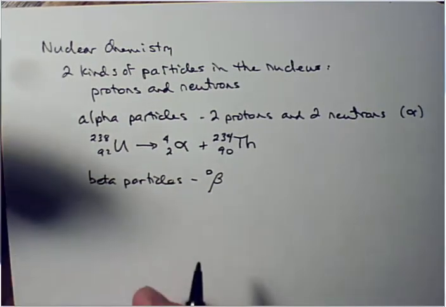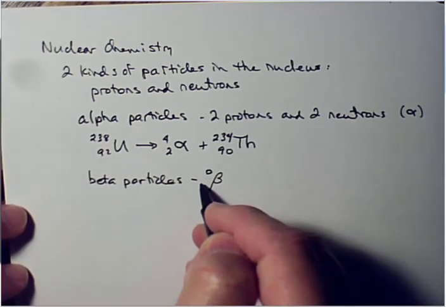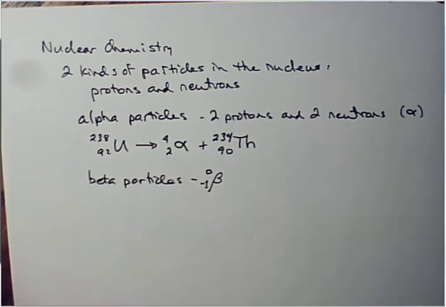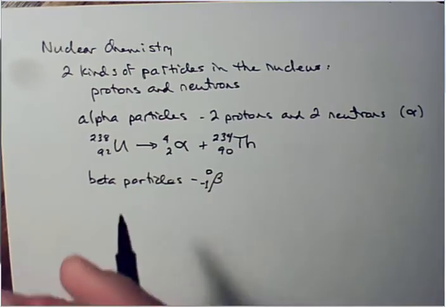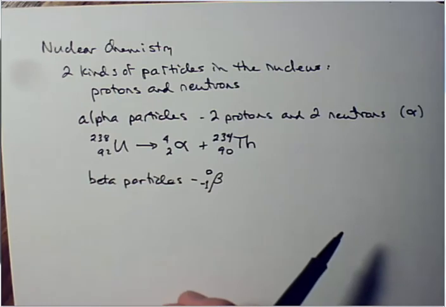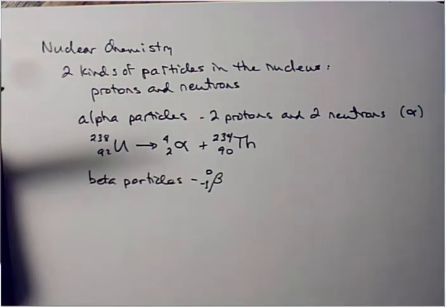There is really no negative atomic number, but the math works out for us if we assign a -1 atomic number to a beta particle. Okay? Does that make sense? Then when we do the math, we put an equation like this, we can get the right thing. Okay? So let's see if I have an example. Here we go.